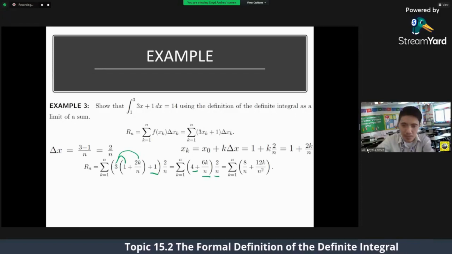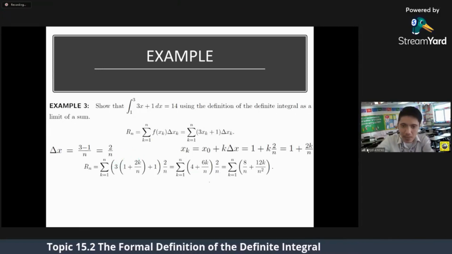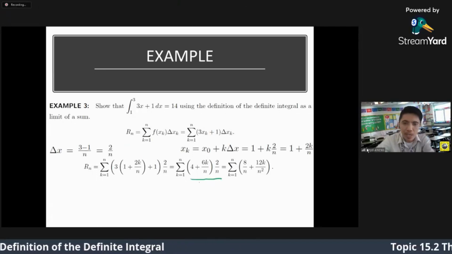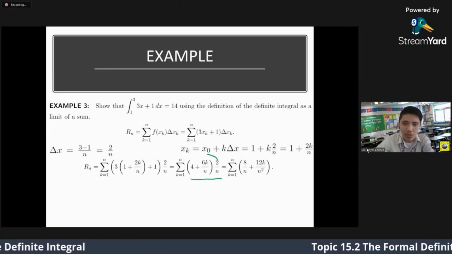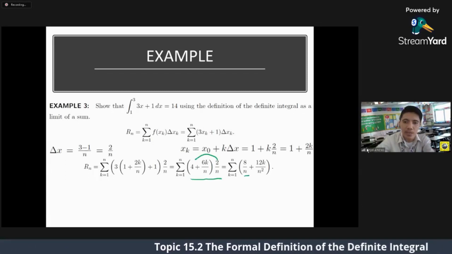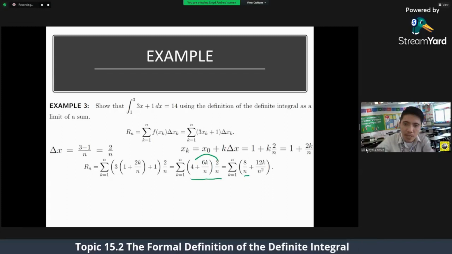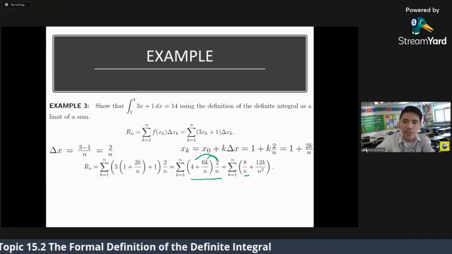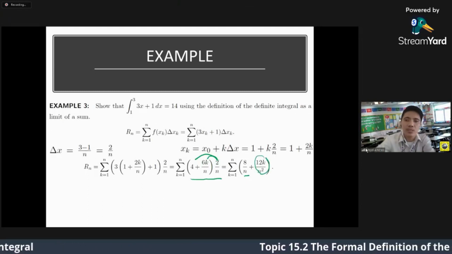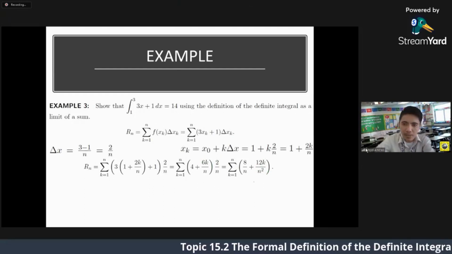Okay, again, I hope you followed. Next, simplifying this part, we distribute the 2 over n inside. So 2 over n times 4 is 8 over n. And then 2 over n times 6k over n becomes 12k over n squared. So that part is simplified as well.